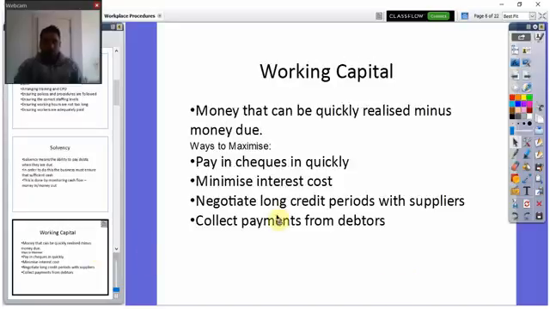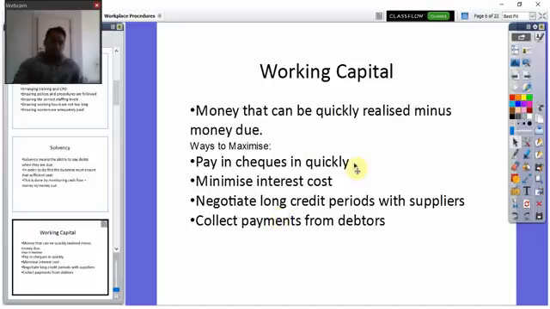Working capital. Working capital is money that can be realised very quickly, minus money that is due quite quickly as well. So obviously taxes, you have to pay them when due. Any of our suppliers, you might need to pay them very quickly as well. So the way to maximise working capital is to realise the money that can be realised quickly and take away the money that needs to be paid over very quickly as well.